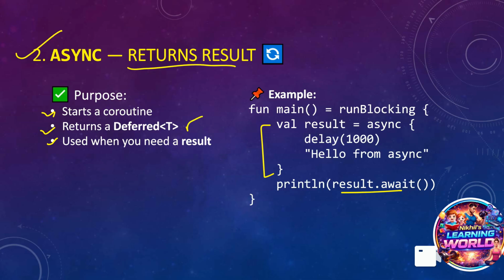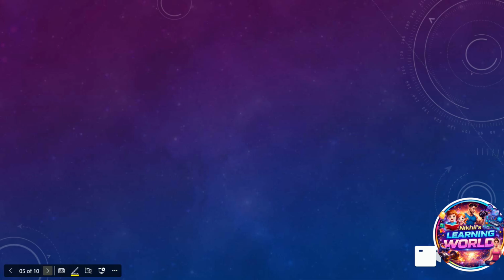For example, you can see here runBlocking, result equals async, delay 1000, that is 1 second, "Hello from async", then result.await. So await waits for a result for 1 second, right? We are delayed here for 1 second. So result will be available after await waits for 1 second. This is our example of async, and it will definitely return a result.